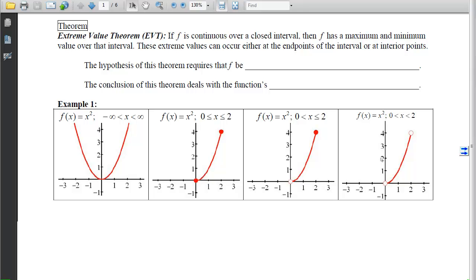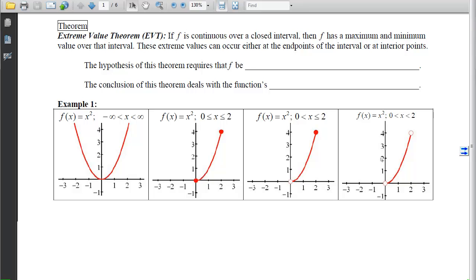If you recall, I told you at the beginning of the year that there would be 5 theorems that you would have to have memorized. And our first one was the intermediate value theorem, which we learned back in section 2.5 when we talked about continuity. Well, our second one is what we're going to learn today, which is called the extreme value theorem, or the EVT. This extreme value theorem tells us that as long as f is continuous over a closed interval, then f will have both a max and a minimum on that interval.